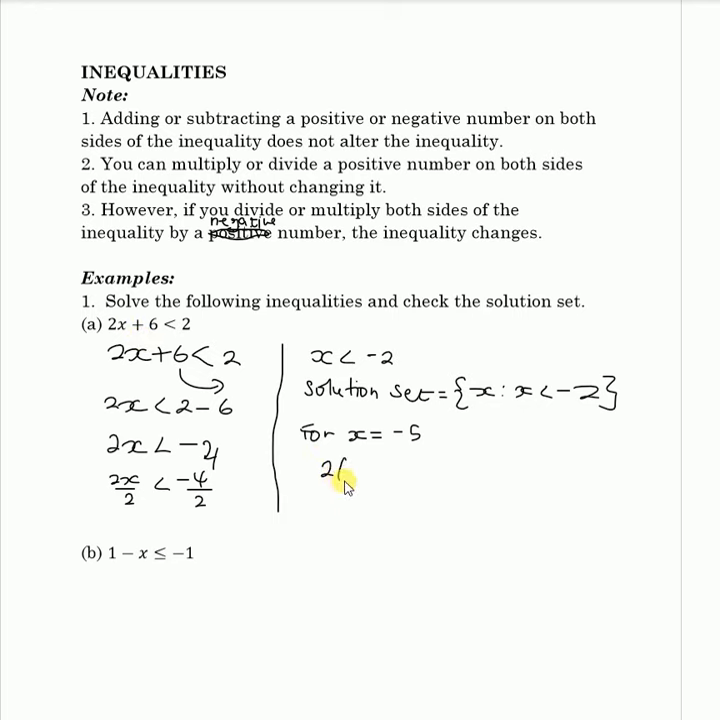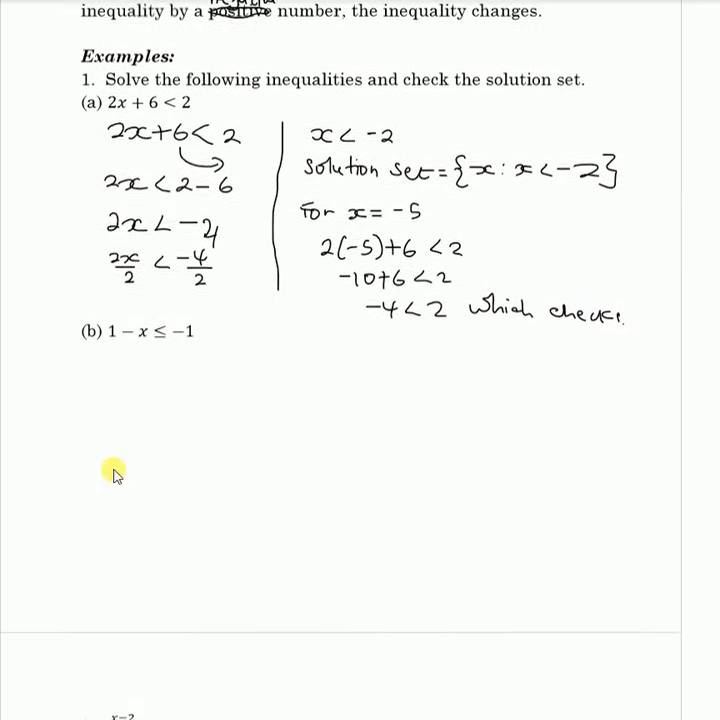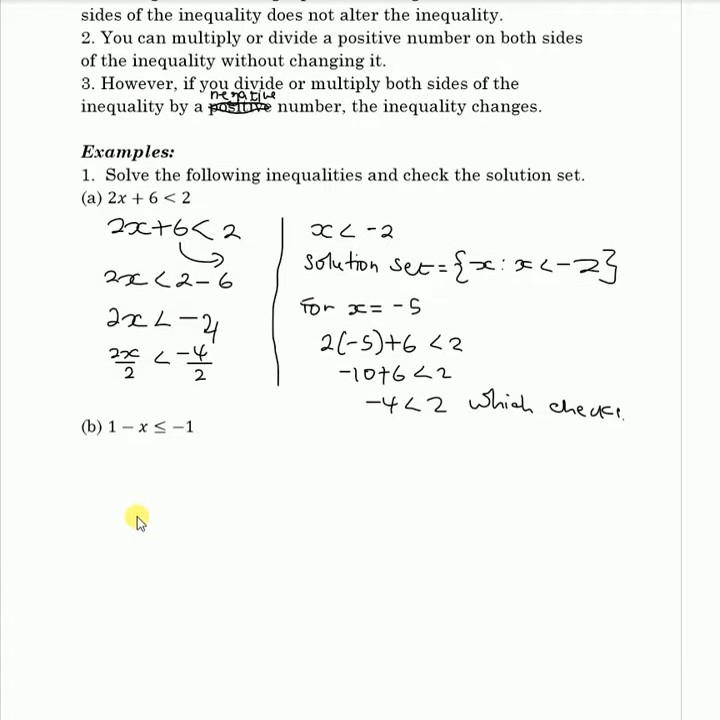So you have 2 times negative 5 plus 6 is less than 2. 2 times negative 5 is negative 10. Now plus 6 is less than 2. Negative 10 plus 6 is negative 4, less than 2. This one checks. It is correct. So that is example 1.